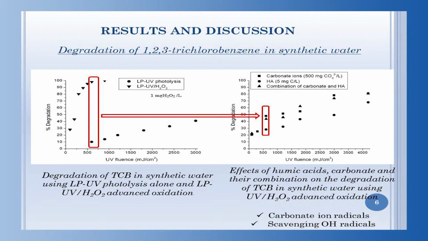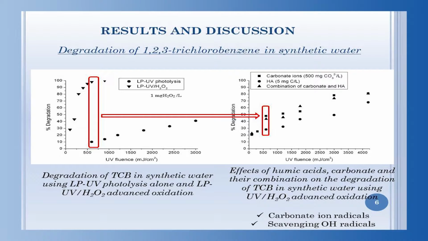Results of degradation of trichlorobenzene in synthetic water are presented in these two figures. As can be seen, using photolysis alone, maximal degradation of trichlorobenzene was up to 40%. In contrast, using UV combined with hydrogen peroxide, we achieved almost complete degradation of trichlorobenzene in the synthetic water matrix using about 5 times lower UV fluence compared to the maximal efficacy of the advanced oxidation process.